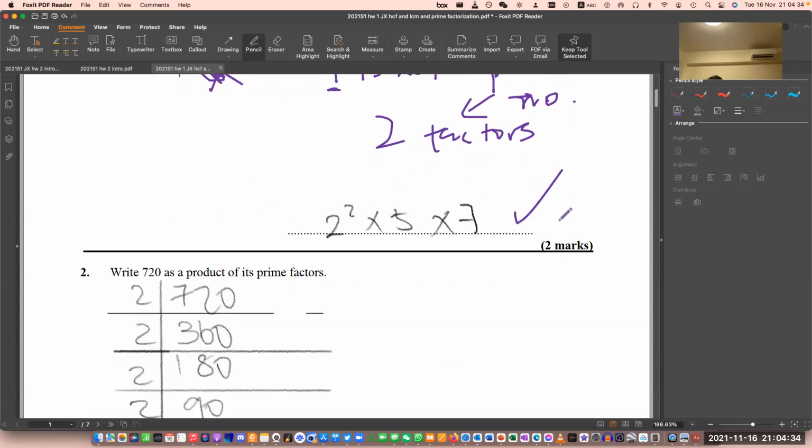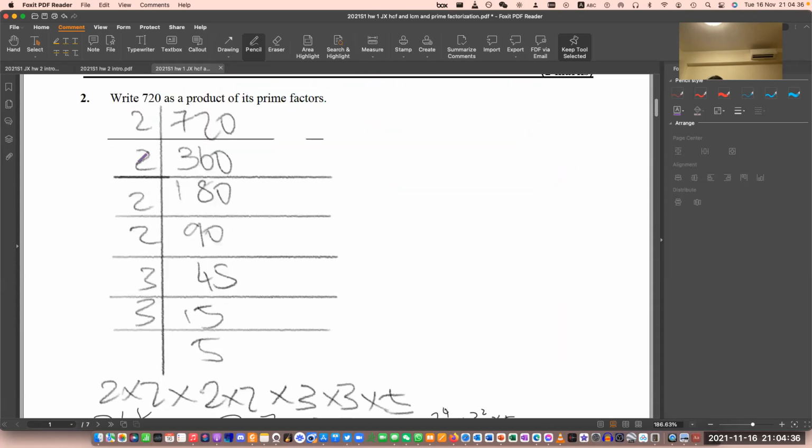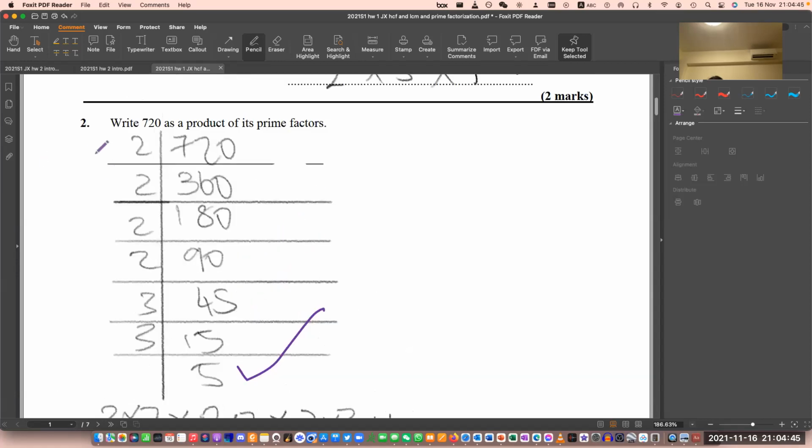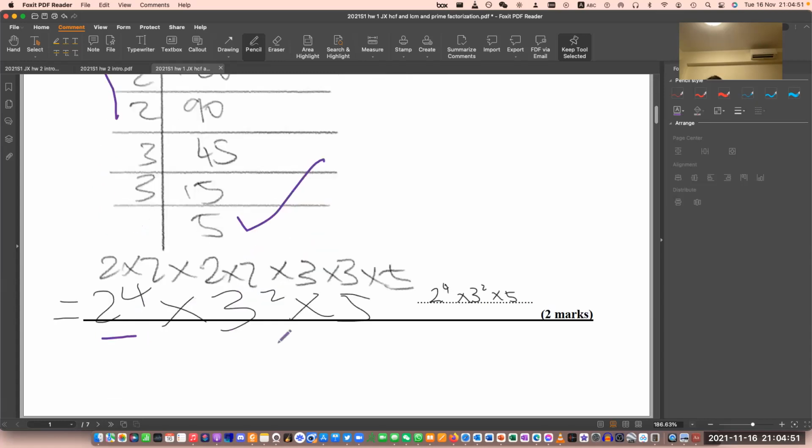Very easy to get 2 marks. So over here, then of course, okay, good. Okay, good. 3, then 15. Okay, good. Stop at prime numbers. So how many 2s do you have? In fact, you can just sum it up quickly instead of going through this when you are more familiar. All right, so you can speed up a lot of your work.